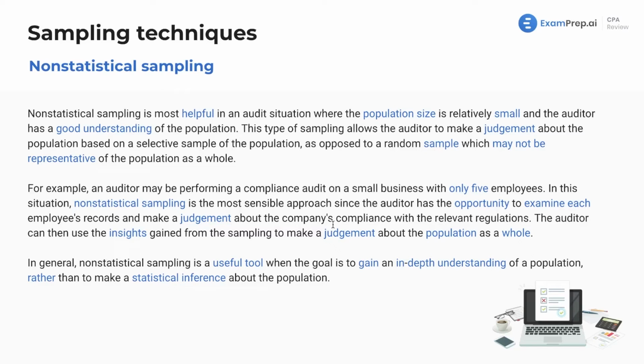Now, if we're seeing that everyone we chose of the 5 employees, let's say we chose 2 of them, are completely non-compliant, then yeah, we might be able to say that as a whole, if a good chunk, 40% of your employees are non-compliant, it's a little more likely that the whole population would be non-compliant. Lastly, again here, non-stat is a useful tool when you want to gain an in-depth understanding of a population rather than a statistical inference, such as 20% of our expense entries do not equal what they should, and we have variances with them.